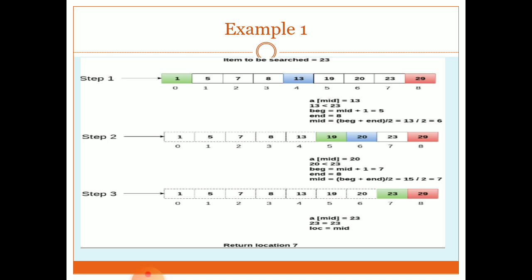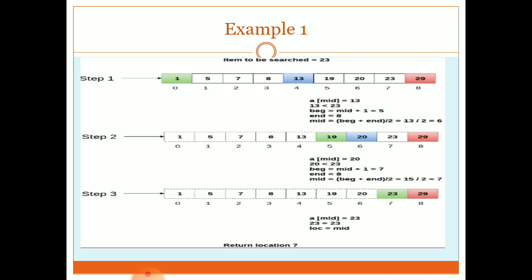Now again I will find the middle position. So now the formula is 5 plus 8 divided by 2. So 5 plus 8 is 13, correct? Then 13 divided by 2 is 6.5. Now I know that I don't want to take the decimal part. So now the mid position is 6, and the element is 20. But here I want to search 23.